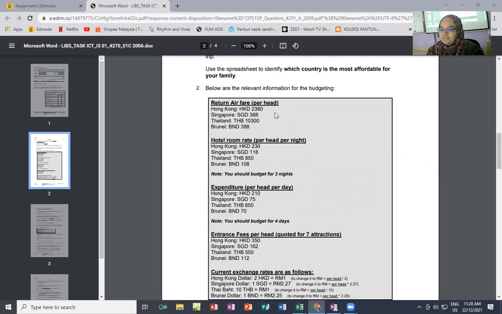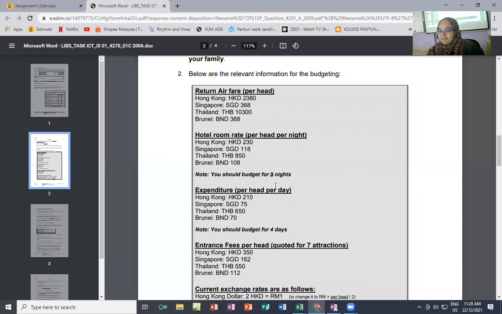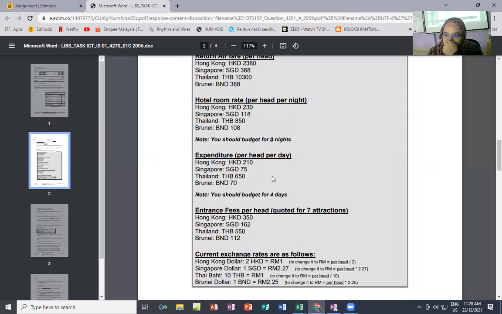So all these are per head, per night. What you have to do, you have to budget according to what the note is written here. So hotel room per rate, you have to times how many? 3. Why? Because it's written here, budget for 3 nights. Expenditure, you have to times by 4.